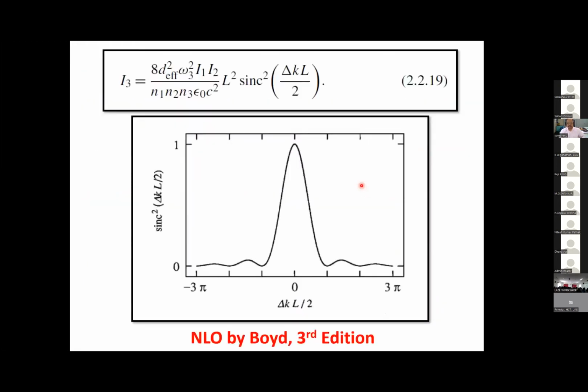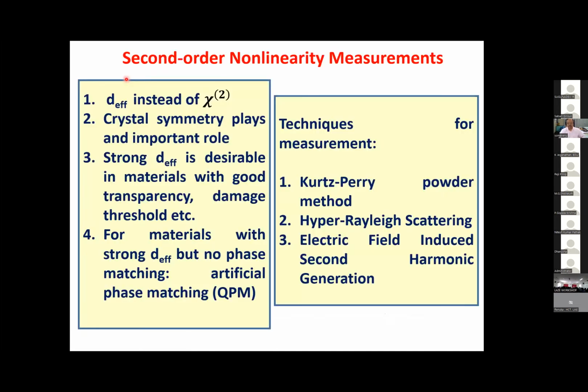So this I will skip again. This is the equation which Reggie has already discussed. You get the sinc function, and when delta k is 0, you have the maximum intensity of the third wave, or this is sum frequency. This can be used for second harmonic also. In this case, I'm talking of I3.